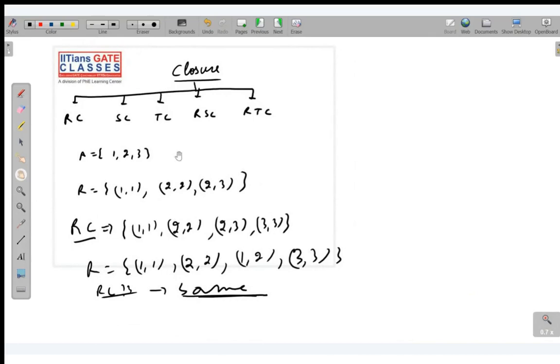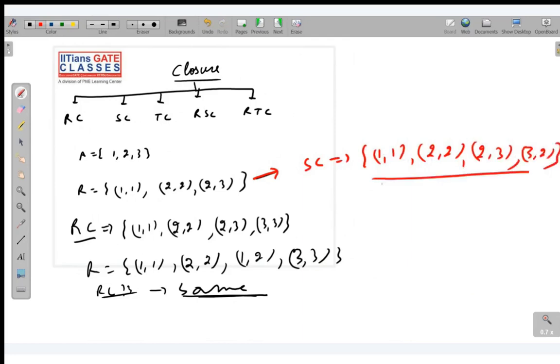Similarly, we can find symmetric closure also. For this relation, symmetric closure will be, first of all, I will copy it. Self loops will not create a problem. (2,3) is there, (3,2) is missing. Add (3,2), that's it. Similarly, we can find transitive closure. Transitive closure will be the same because it is already transitive. (1,1), (2,2) self loops will not create a problem. (2,3) is there and no element is starting with 3. No problem. It is its own transitive closure.